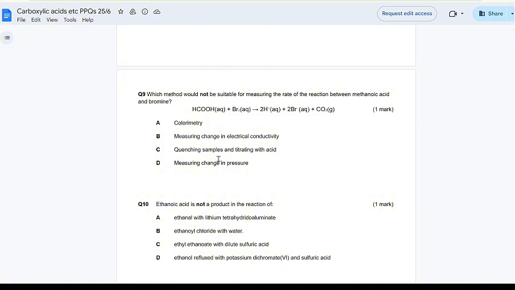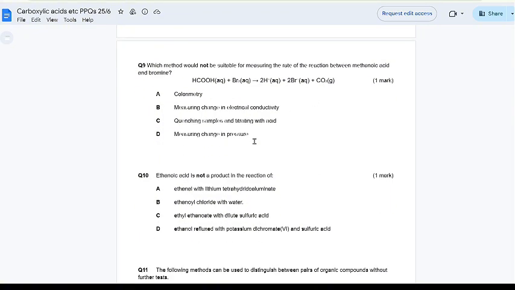Measuring the rate of reaction. Maybe I should go over this stuff. So I'll go for question 9. Try go for this one.